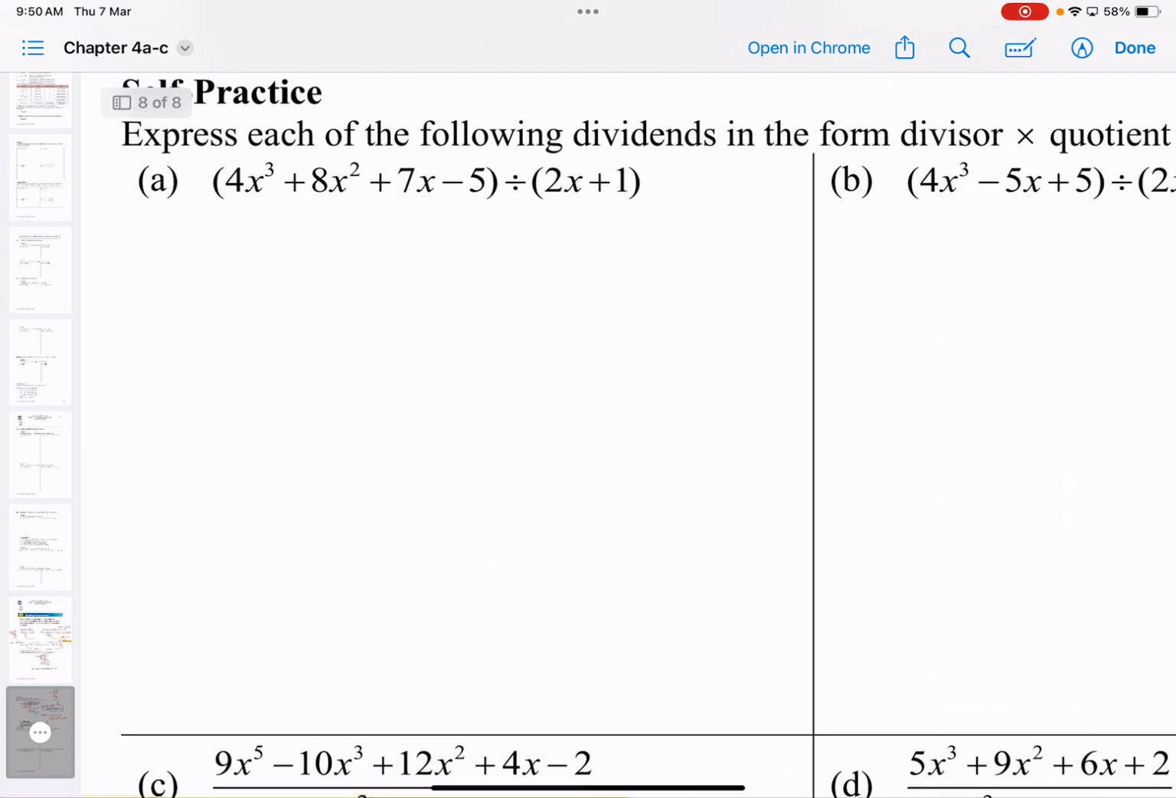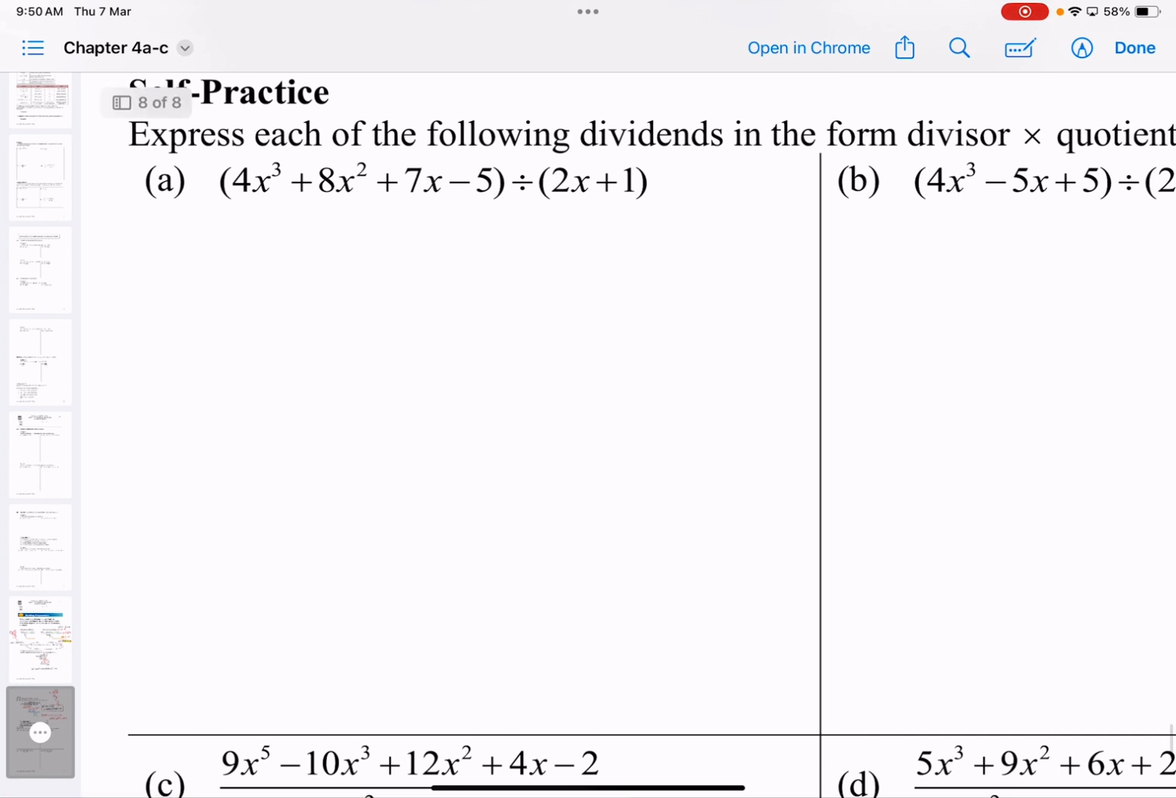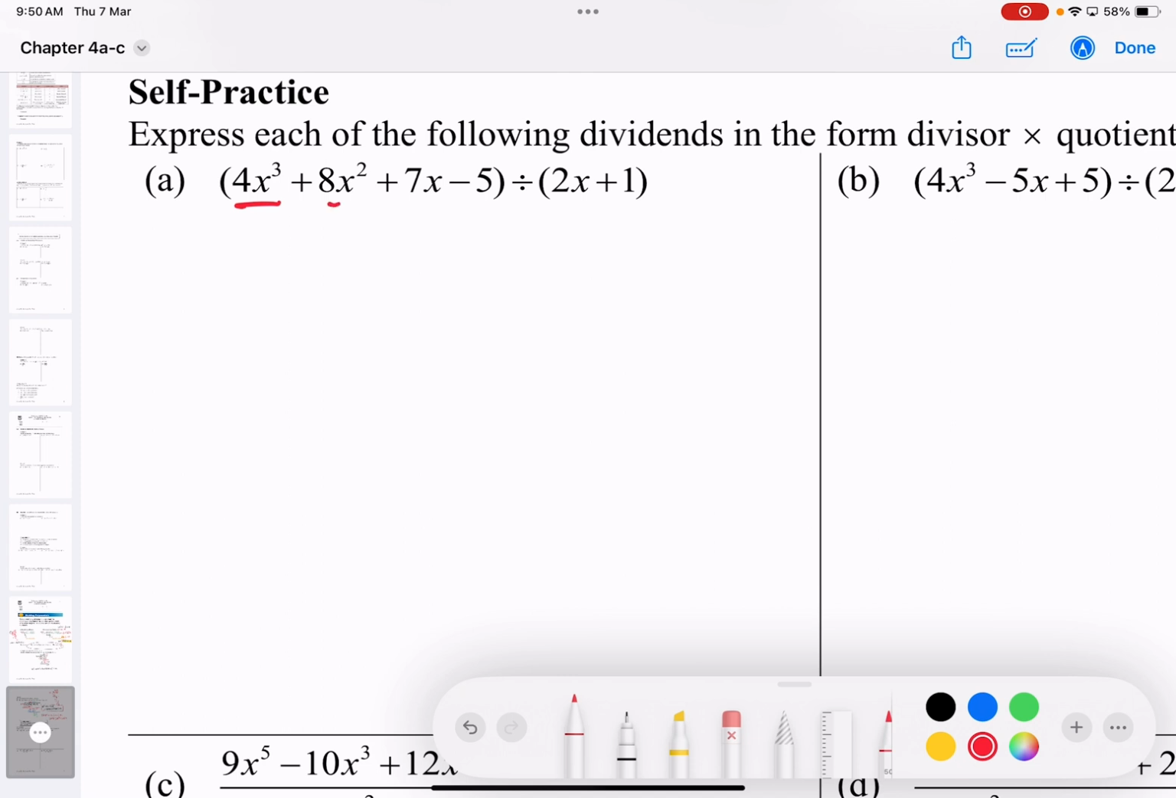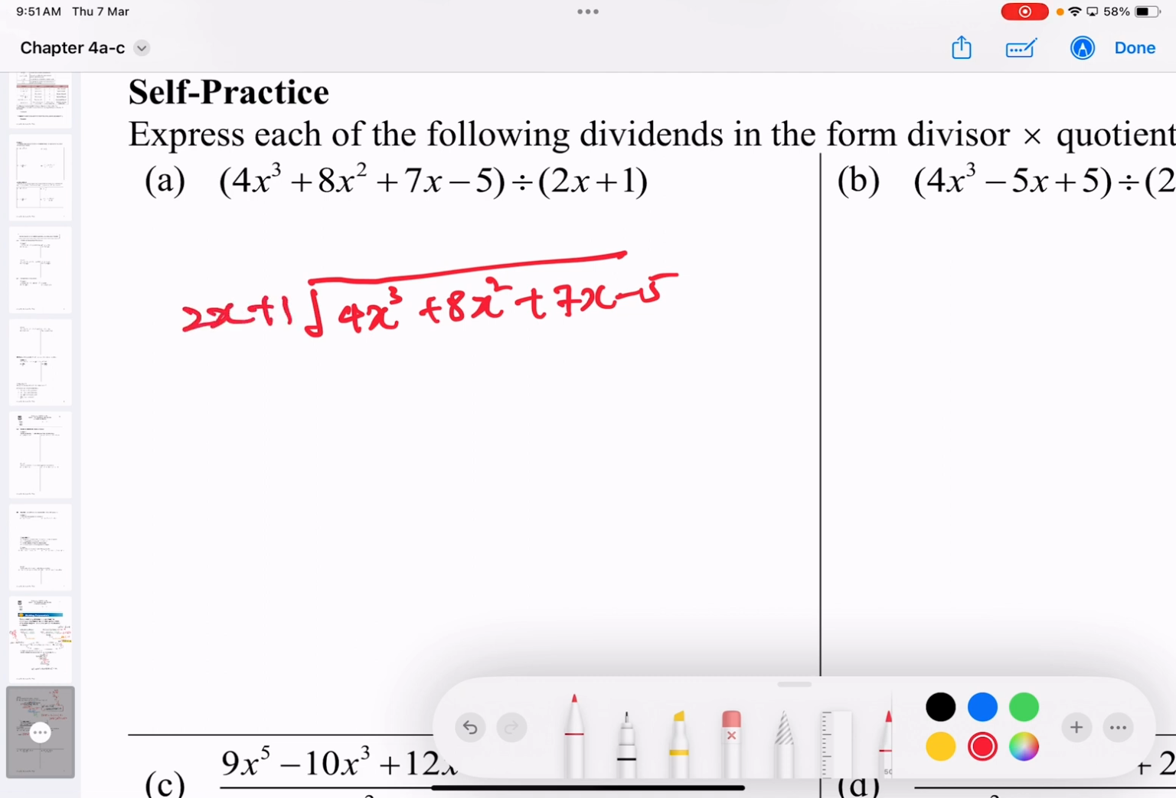Okay, so I'm going to express this thing. I'm going to check whether all the powers are descending powers of x. Indeed they are, because I can see x to the power 3, x to the power 2, x and a constant. So I'm going to write it down in a long division manner. So this is 4x to the power of 3 plus 8x to the power of 2 plus 7x minus 5. The divisor, I'm going to write it on the left hand side, 2x plus 1.